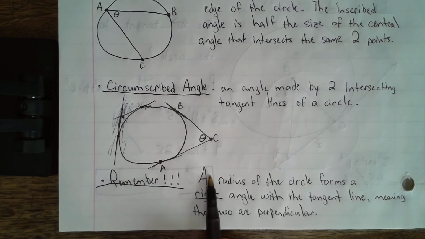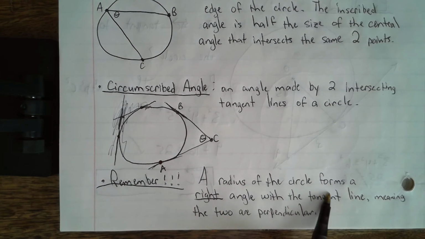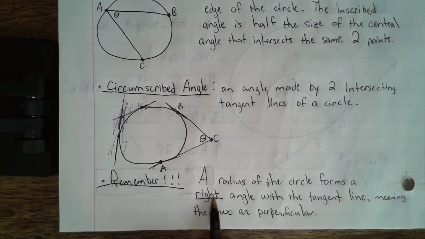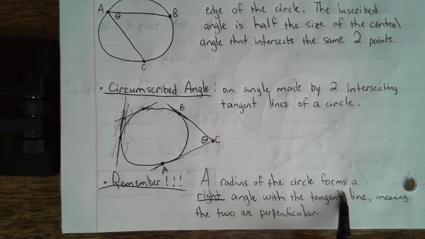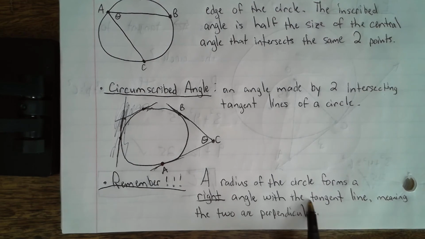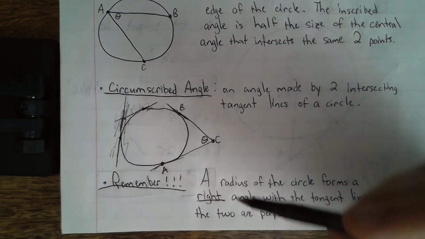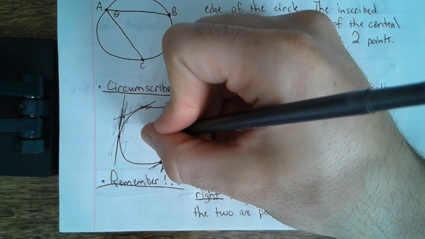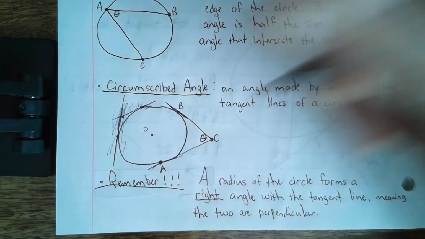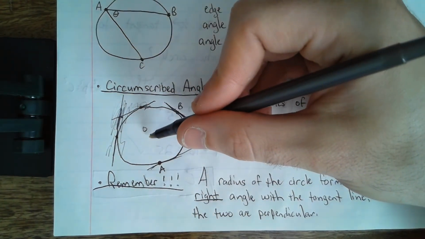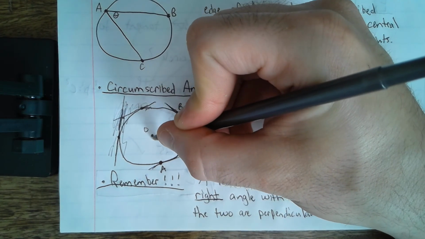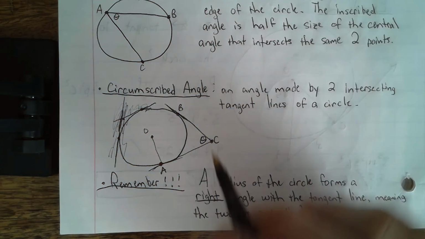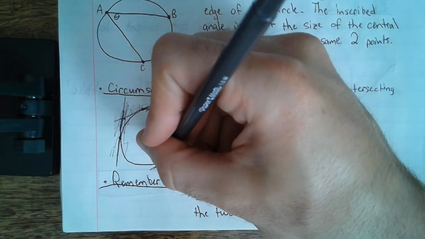So remember, and this is what you need to write in your doc, a radius of the circle forms a right angle with the tangent line, meaning the two are perpendicular. So if this is the center of my circle O right here, a radius is just any segment from the center of the circle to the edge of the circle. So this right here from O to A, that's a radius. And since this is a tangent line, that means this is a right angle.